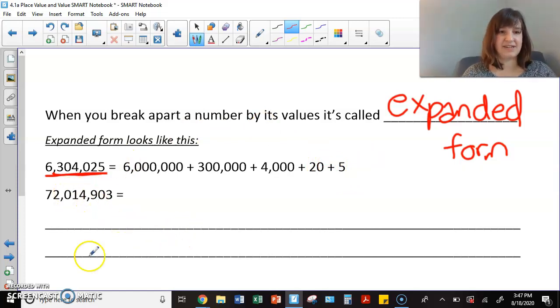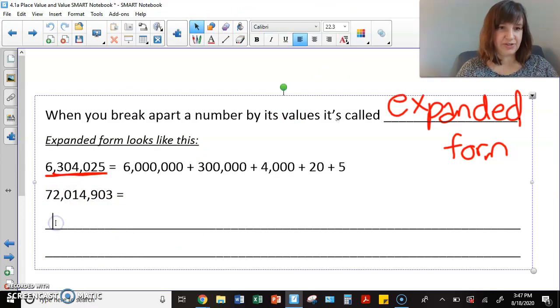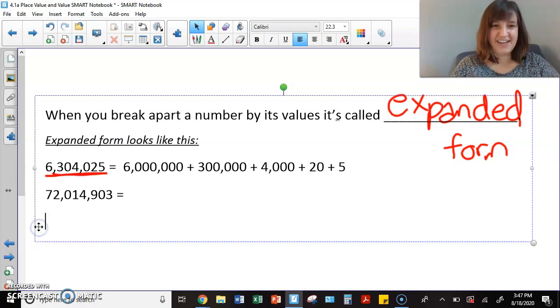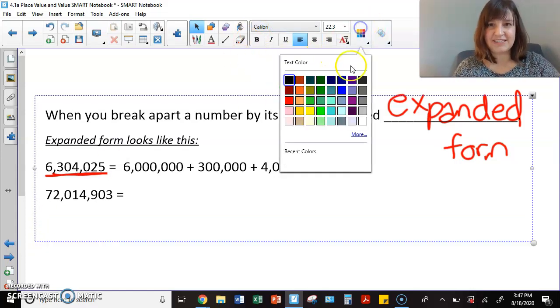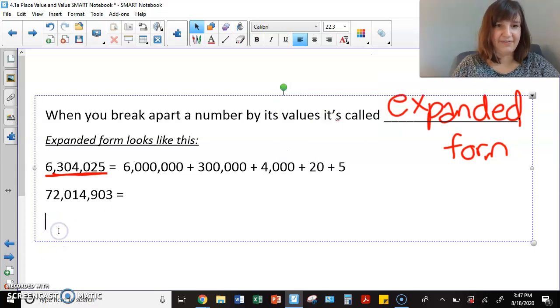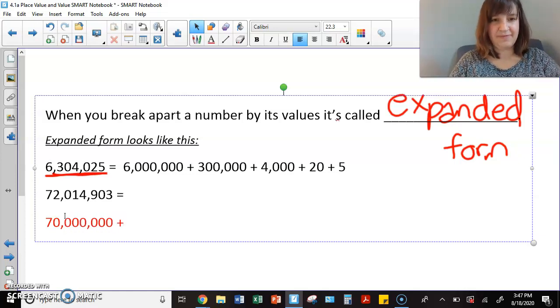So let's try it with this number down here. I'm going to try to type on this to make it a little bit easier for you to read. Okay, so my first digit is 7. It is in the 10 millions place, which makes it worth 70 million. My next digit is 2, which is in the millions place, so it is worth 2 million. My next digit is 0. It is in the hundred thousands place, but 0 hundred thousands is just worth 0.